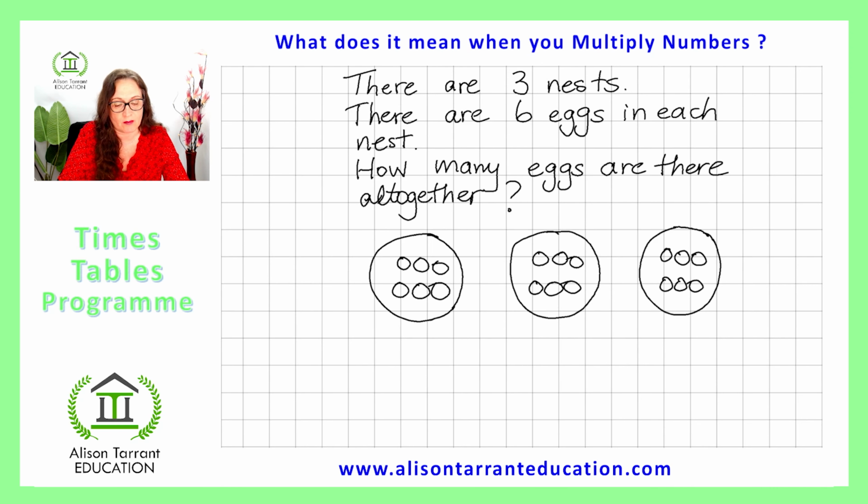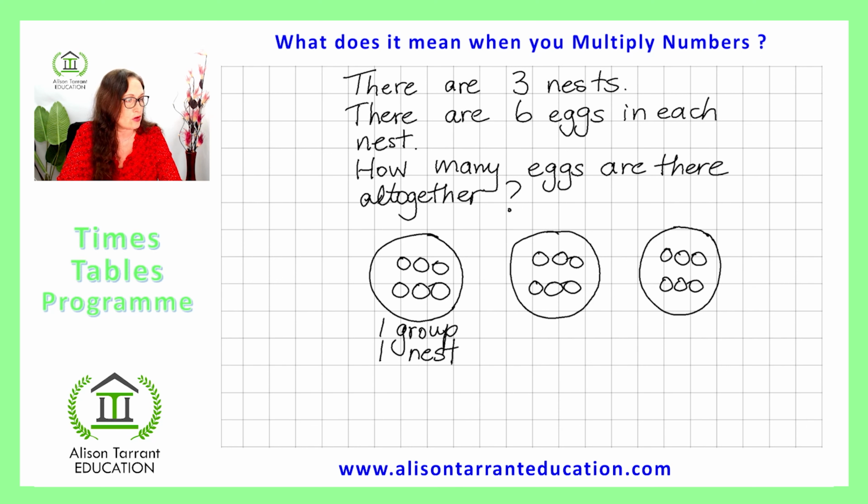So here's a word problem. There are 3 nests. There are 6 eggs in each nest. How many eggs are there altogether? So as you can see, I've drawn 3 nests and I've put 6 eggs in each of the nests. So you can see that this would be a group. And one group is 1 nest, and another group is another nest, and obviously another group is another nest. So you have the 3 groups, and then you have 6 eggs in each nest or each group.